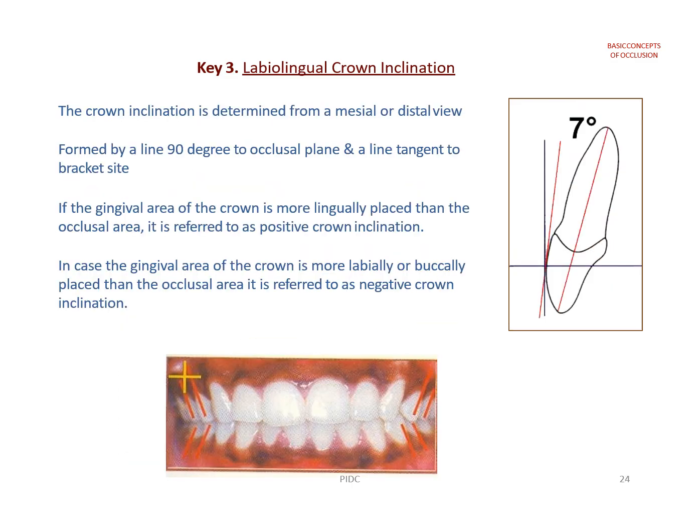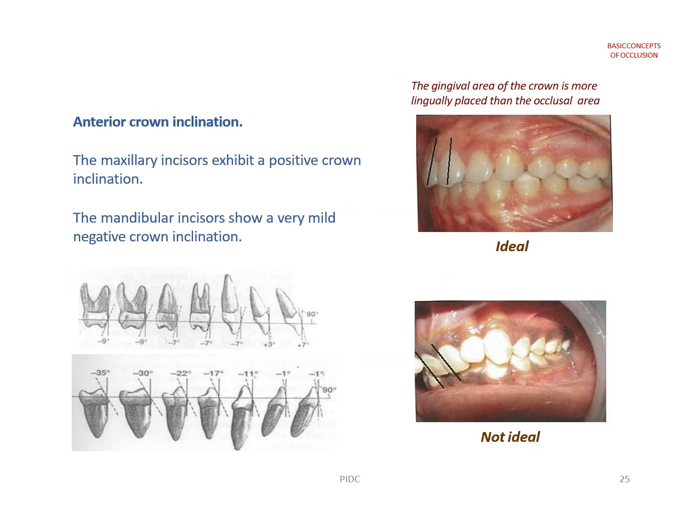What is labiolingual crown inclination? The crown inclination is determined from the mesial or distal view, labiolingually. It is formed by a line at 90 degrees to the occlusal plane and a line drawn tangent to your bracket site. It is usually around 7 degrees, as seen in the picture.